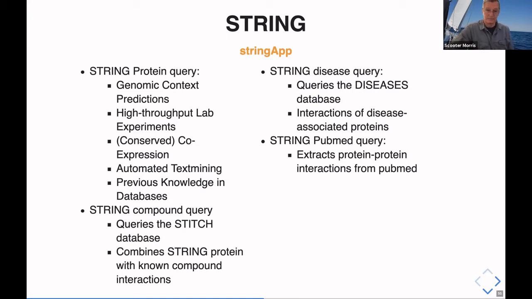You can query by proteins. I can give it a list of proteins and it's going to download the data, and it'll give you a lot of additional data. Or I can do compounds. So if you are interested in metabolomics, you can sometimes get some interesting compounds from string where you're going to look at protein compound interactions.